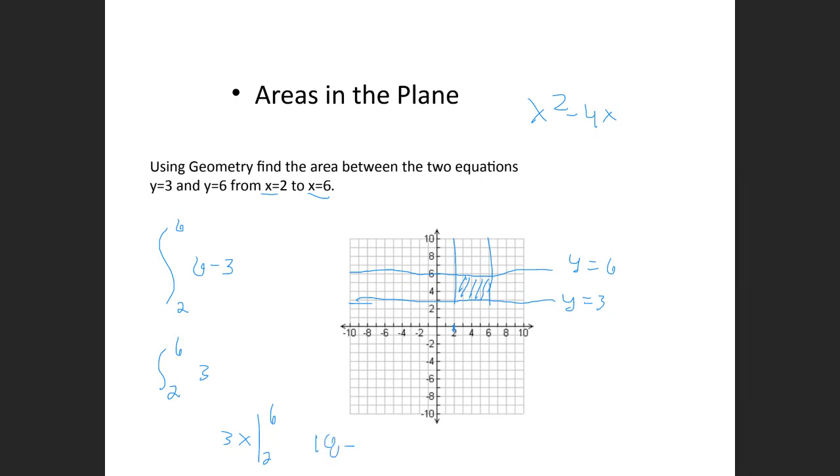Minus, plug in the 2. 3 times 2 is 6. That gives me 12. So I just solved that problem using calculus. When you're trying to find the area between two curves, it is the top function minus the bottom function. That is it. That is the notes for today.